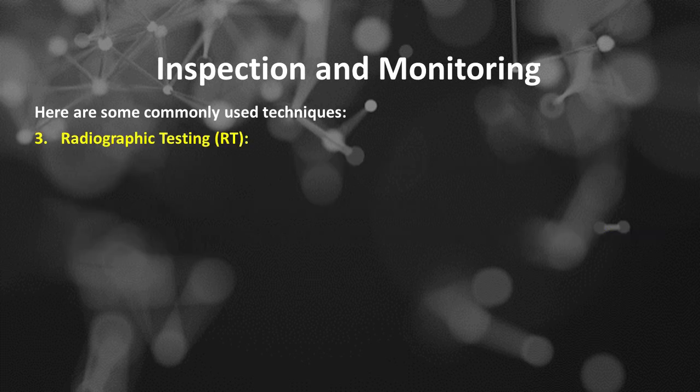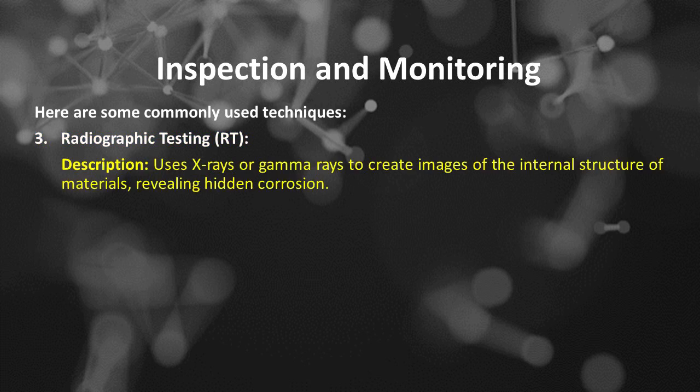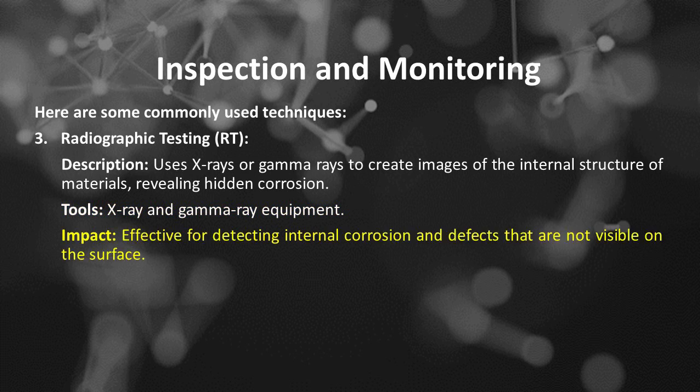Technique number 3 is radiographic testing, or RT. Radiographic testing description. Uses X-rays or gamma rays to create images of the internal structure of materials, revealing hidden corrosion. Radiographic testing tools: X-ray and gamma ray equipment. Radiographic testing impact: effective for detecting internal corrosion and defects that are not visible on the surface.